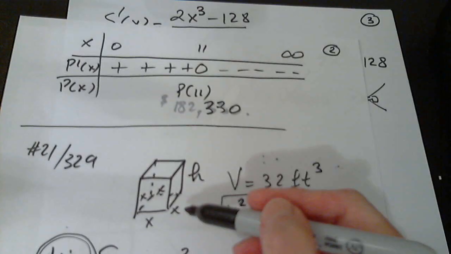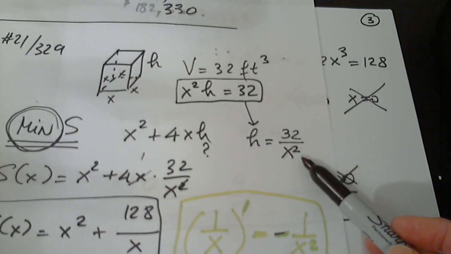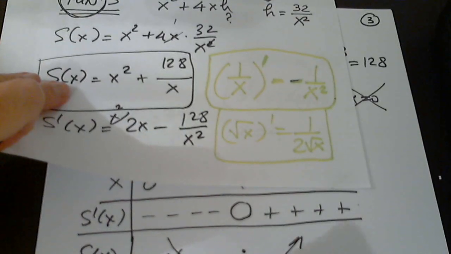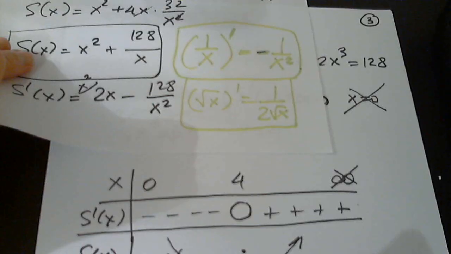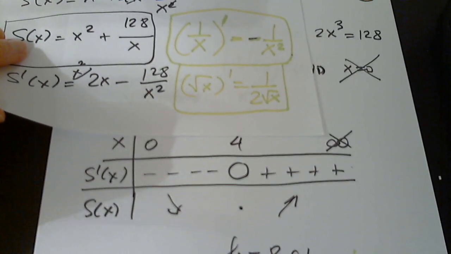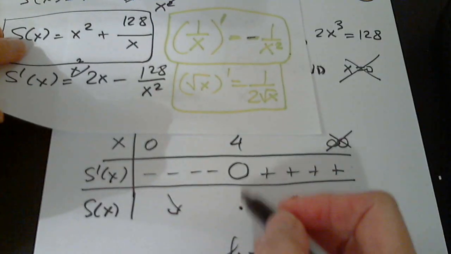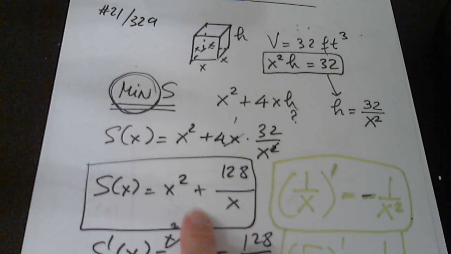So I have to replace x in the original function by 4, and then find the dimensions. Of course, x is 4, but I also have to find h. And h is 32 divided by 4, so h will be 8. And everything is given in feet. So x equals 4 feet, and the height is 8. Fine, but I still have to replace x by 4 in the original function. This is the original function.